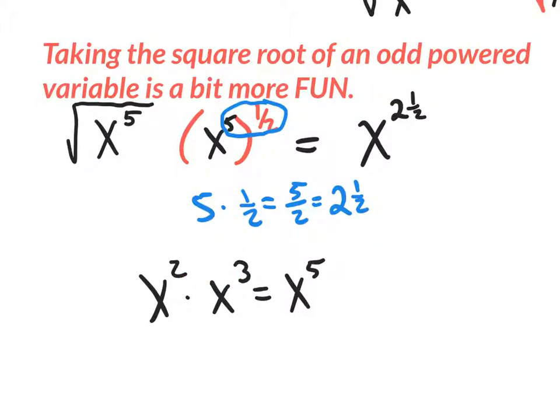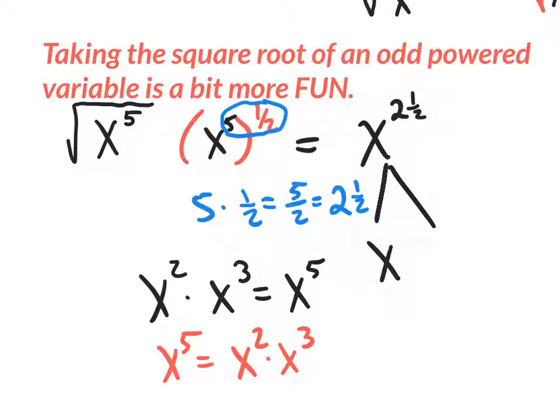Okay. Now, what I'm going to do is use that rule backwards. In other words, if I had x to the 5th, I could split that up to x to the 2nd times x to the 3rd. I could, if I wanted to. So I'm going to use that rule backwards up here, x to the 2.5. Okay, this is going to be weird, but I'm going to rewrite that x to the 2.5 as x to the 2 times x to the 1/2.